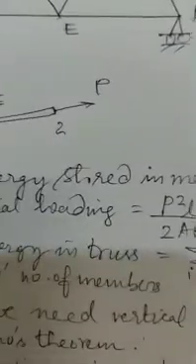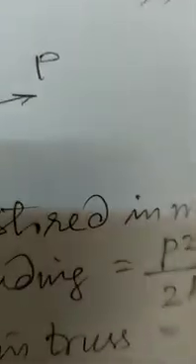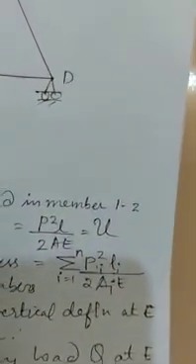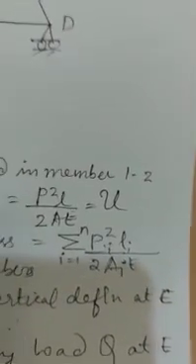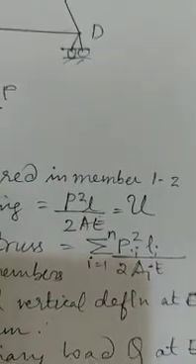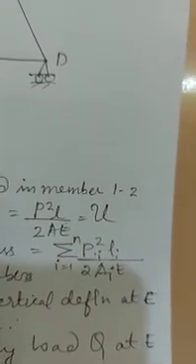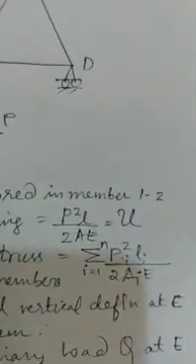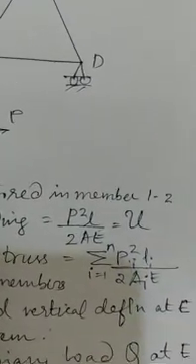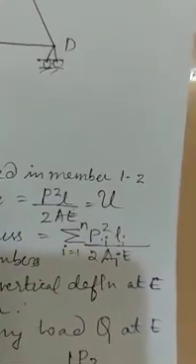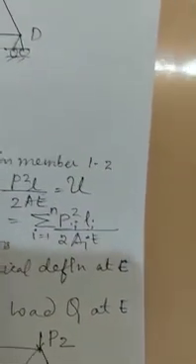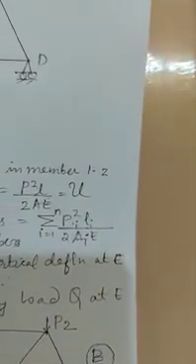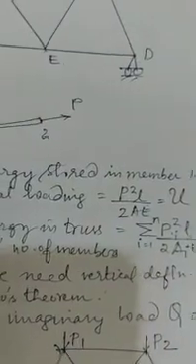In fact, it is sigma P_i square L_i by 2 A_i E, where i represents the ith member and i will be equal to 1 to n. Suppose there are n number of members, i will be 1 to n. So it will be P1 square L1 by 2 A1 E plus P2 square L2 divided by 2 A2 E, like that. When you add the strain energy stored in every member, you will get the total strain energy stored in the truss.